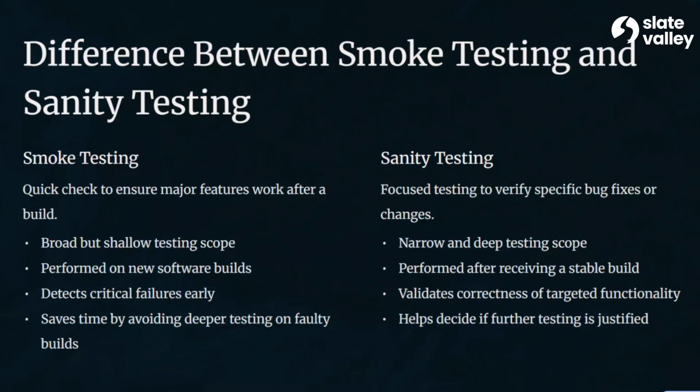So if a tester does the sanity testing, the component is working fine, but the other component got affected by the change which is done by the developer. So in sanity testing, we'll be able to debug it, and then the build will be reverted back. Smoke testing is similar to sanity testing, but has a very low scope.